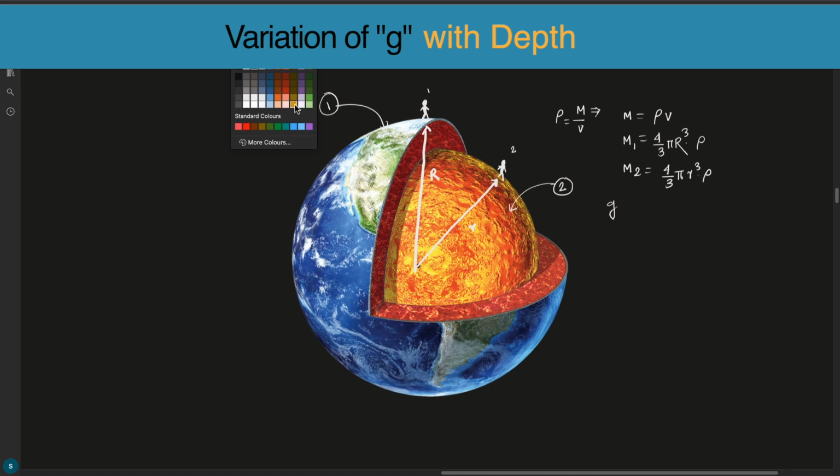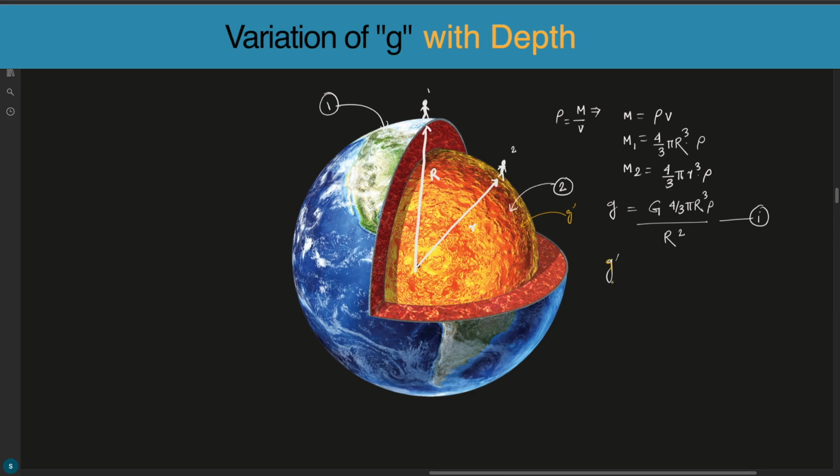So let's say the gravitational acceleration on the surface of the earth is g, and over here the gravitational acceleration is g dash. Okay, so g is equal to capital G, and in place of m1 we should write here 4 by 3 pi r cube into rho, and by capital R square. Okay, this is equation number 1. Now g dash, let's take a yellow color. G dash is equal to capital G, then small m. In place of m2 we are writing 4 by 3 pi, sorry, definitely that would be small r cube, into rho divided by small r square. This is equation number 2.